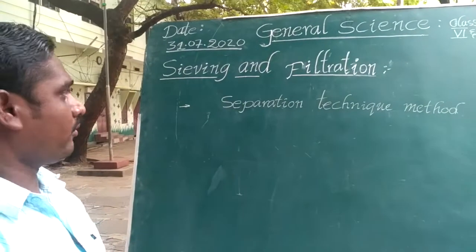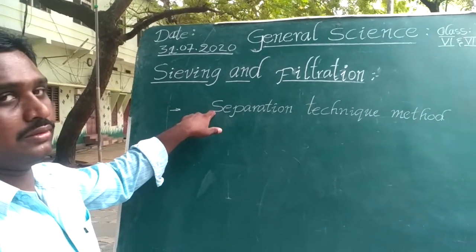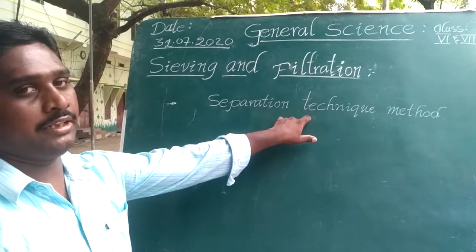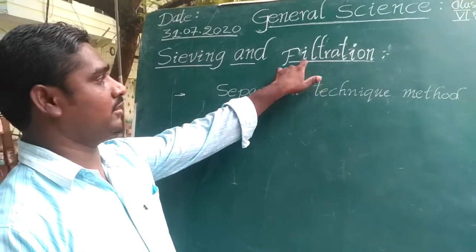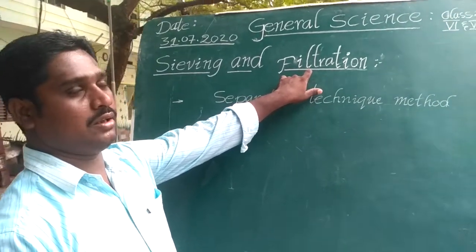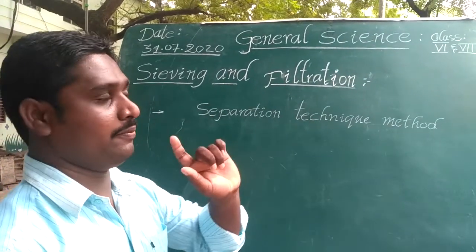Okay students, what is sieving? Sieving is a separation technique method. And what is filtration? Filtration is also a separation technique method.